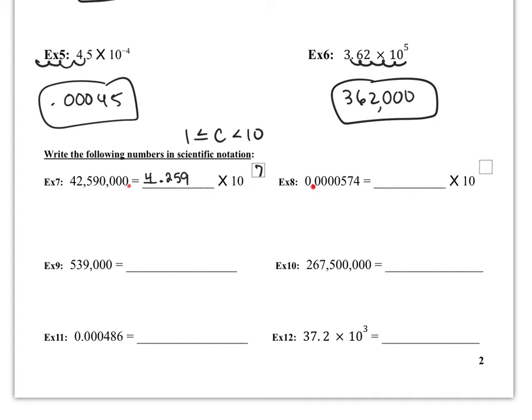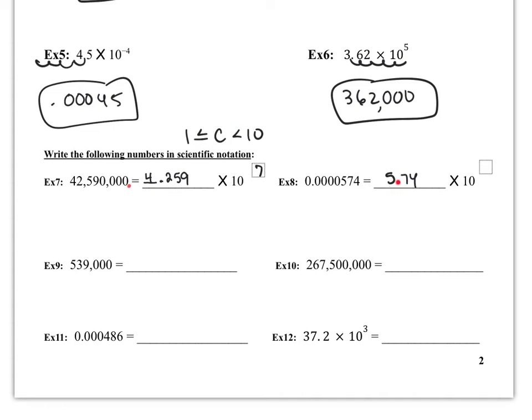So my decimal is clearly here. The previous one was invisible. Here it is, and I want to start by putting it between the 5 and the 7. So I'm going to start with 5.74. And the reason for that is because now my C is between 1 and 10. It's 5 something, which is between 1 and 10.